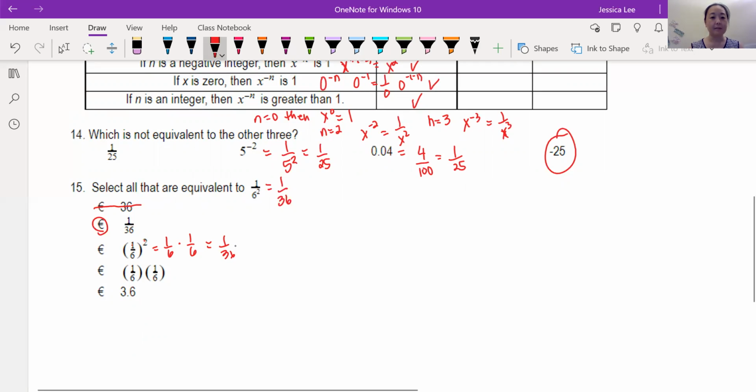Either way is fine, and which is also equivalent. Oh look, we just did this above, and we know that this is equal to 1 over 36. So happy days. And 3.6, that's not the same thing as 1 over 36. So that is a no-go.